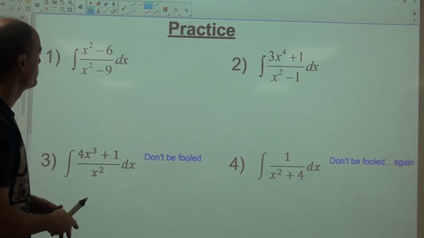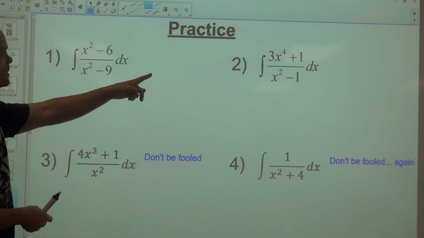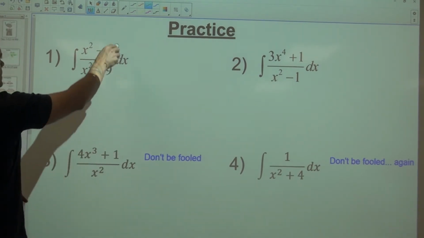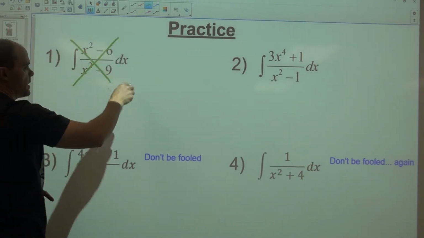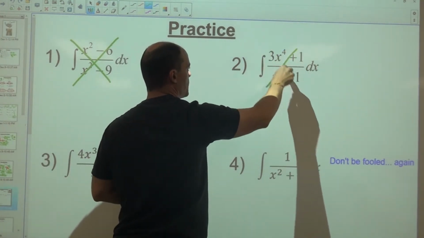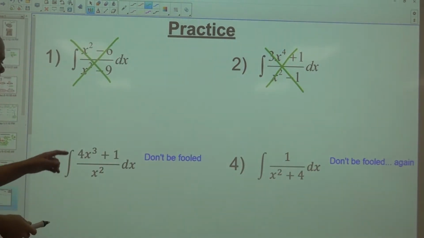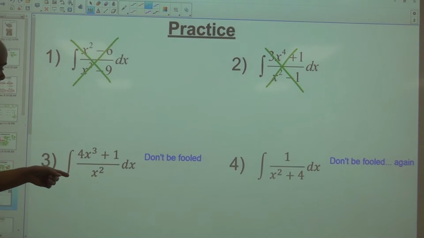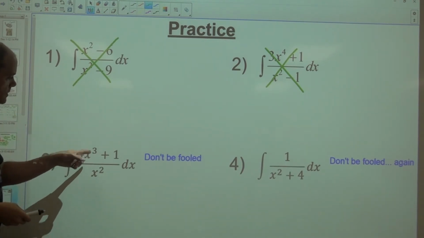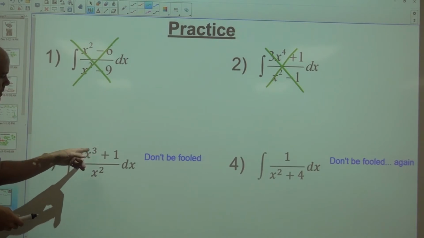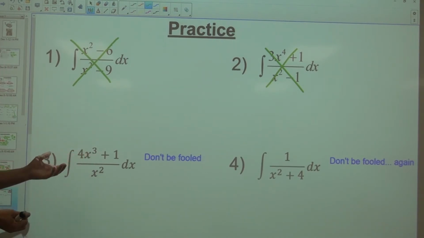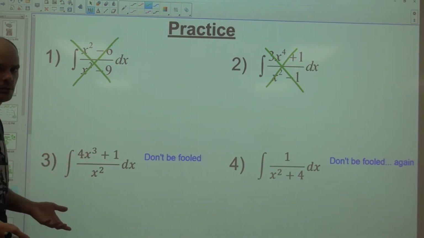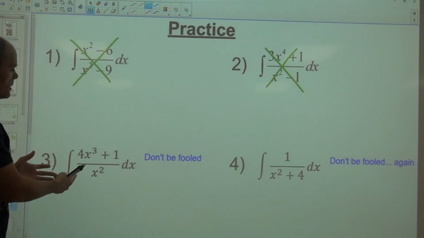As has been my routine, we just did those, so avoid those. We already know. We already did those two. Here's a couple where I don't want you guys to be fooled. Notice here, this is top heavy. U sub's not going to work. Many of you would think, well, I have to do long division here. Sure, you could do long division here. It will work just fine.